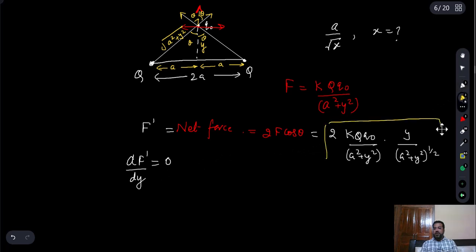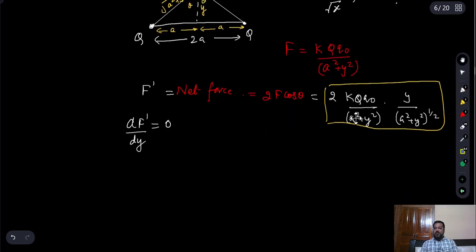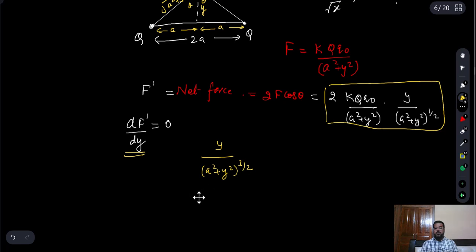This function you need to differentiate, though it is looking a bit tidy, but it is actually not that much. If you wish, I can solve it for you also. We just need to focus on this part. The rest of the things we will not be thinking. So what exactly we have to maximize, or differentiate, is this thing: a square plus y square to the power 3 by 2.